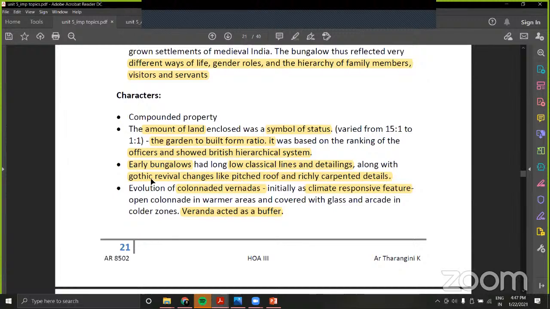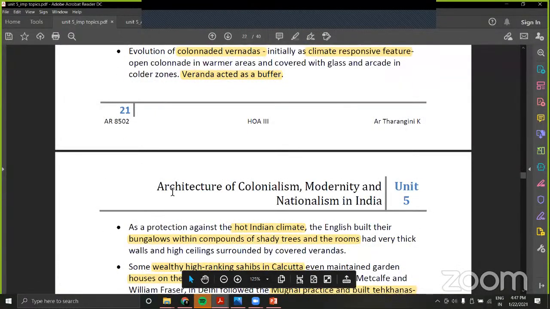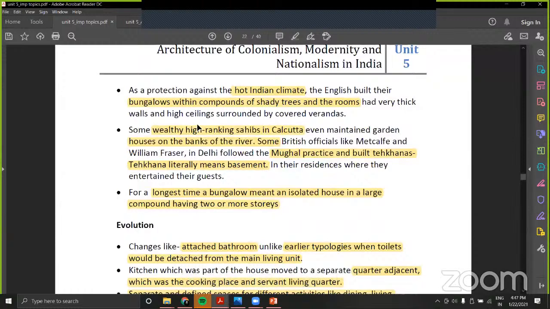So early bungalows had long, low classical lines and detailing along with Gothic revival changes like pitched roofs and richly carpentered details. Evolution of colonnaded verandas, initially as a climate-responsive feature: open colonnades in warmer areas, and covered with glass by architects in cold zones. The veranda acted also as a buffer. As protection against the hot Indian climate, the English built their bungalows within the comfort of shady trees, and the rooms had very thick walls and high ceilings surrounded by covered verandas.